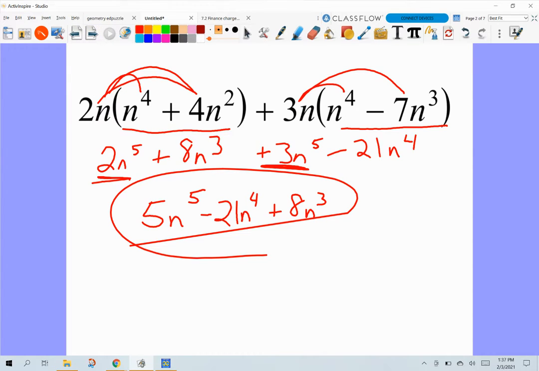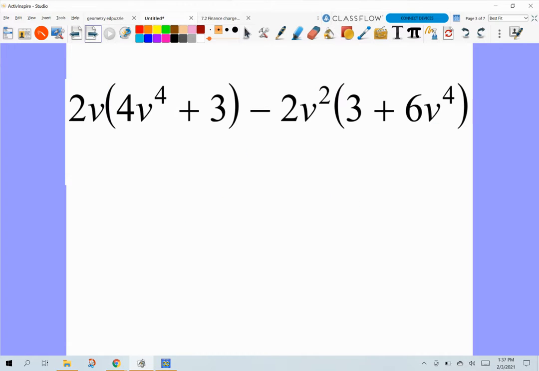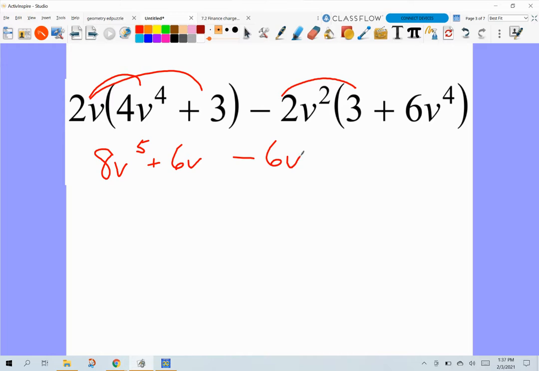Okay. Like I said, this is nothing new. So if you just take your time, just watch your exponents and make sure that you're adding your exponents together correctly, and you should be okay. So 8v to the fifth plus 6v. And then this one is negative 6v to the second minus 12v to the sixth. So there's nothing that will combine on here. All four of your terms are different.